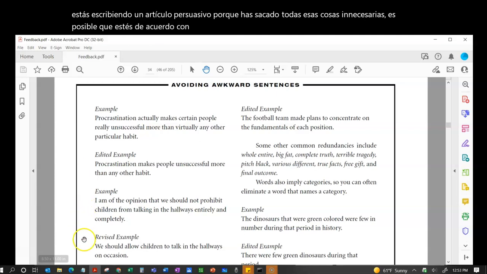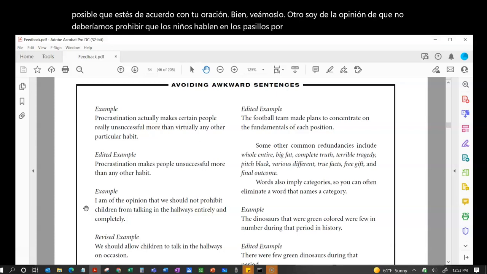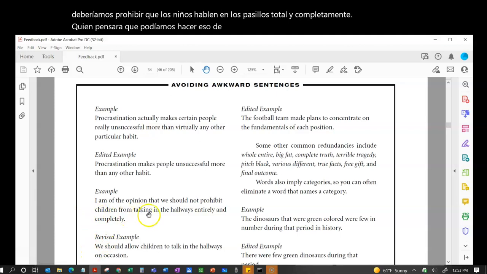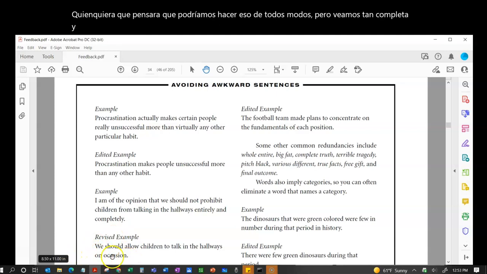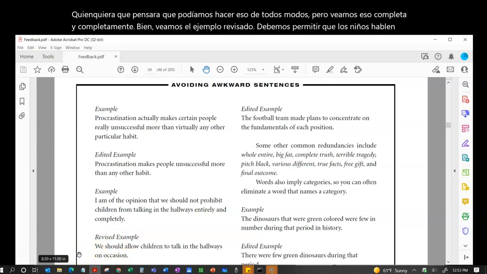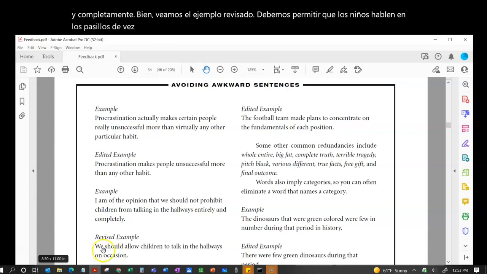Okay, let's look at another one. I am of the opinion that we should not prohibit children from talking in the hallways entirely and completely. Well, whoever thought we could do that anyway, you know? But let's look at, so entirely and completely, okay. Let's look at the revised example. We should allow children to talk in the hallways on occasion, okay? So I would even revise that to say we should allow children to talk in the hallways as long as they keep their voices low, okay?